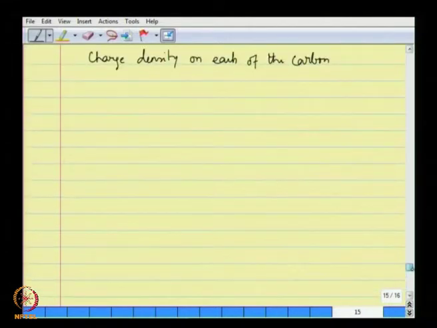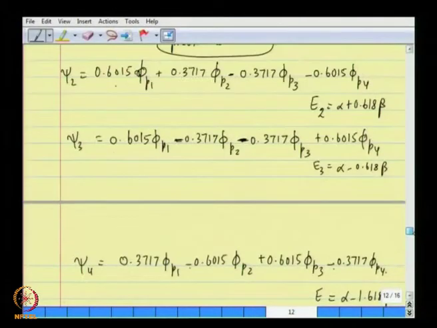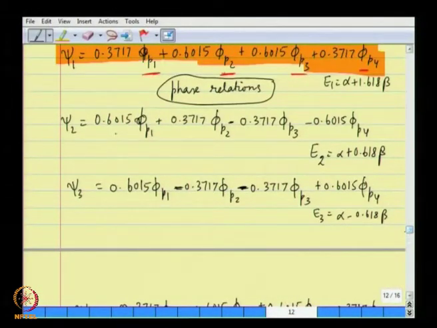I mean we should have some reason to believe that the electron density on each of the carbon should be the same, otherwise there are going to be differences between the bonding capabilities and the bond lengths perhaps, and in 1,3-butadiene we have only one carbon bond. So the charge density, the way we calculate the charge density is you look at the wave functions here, these 4 wave functions.